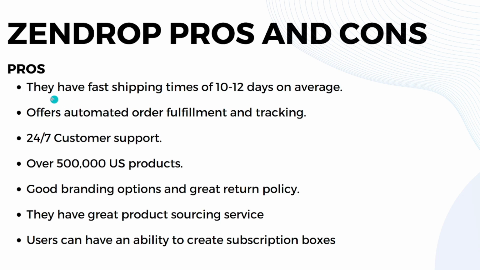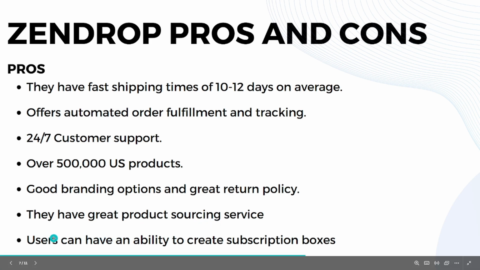When it comes to pros, they have fast shipping times of 10 to 12 days on average, or 7 to 15 days. They offer automated order fulfillment and tracking. They also got 24/7 customer support. They got over 500,000 US products. They have good branding options and a great return policy. They have a great product sourcing service, and lastly, users have the ability to create subscription boxes. So that's it for the pros.